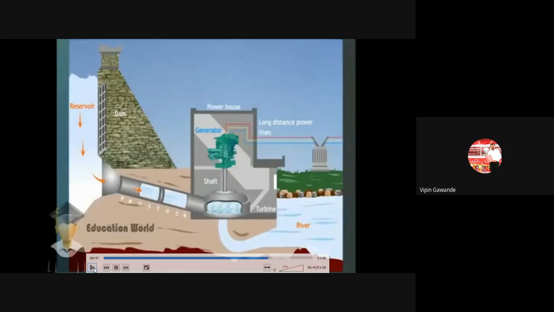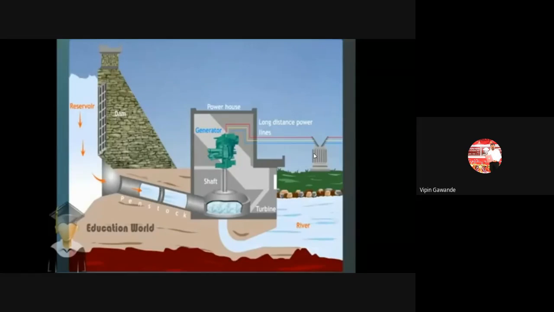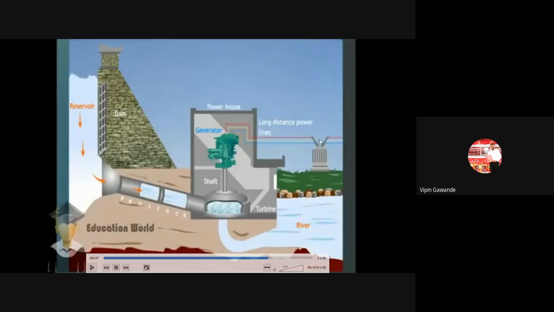The potential energy of the water is converted into kinetic energy when it is flowing through the pipe. Then that kinetic energy is converted into mechanical energy in the hydraulic turbine, and that mechanical energy is converted into electricity using the generator. The generator generates electricity, and then it is transferred to the required load using the transmission lines. Whenever power is required, it is stored here, and then we use this electricity. So this is the working of your hydraulic power plant.